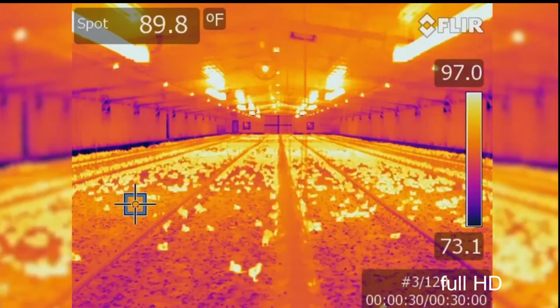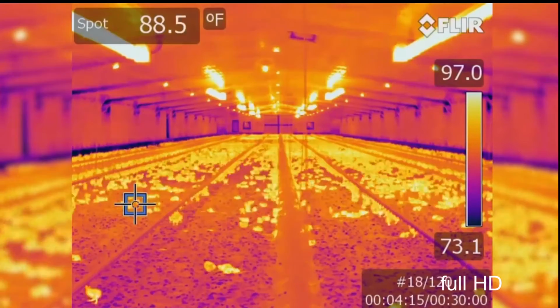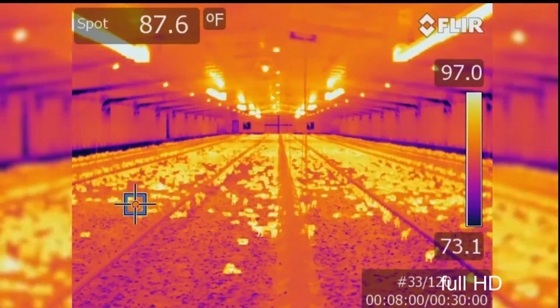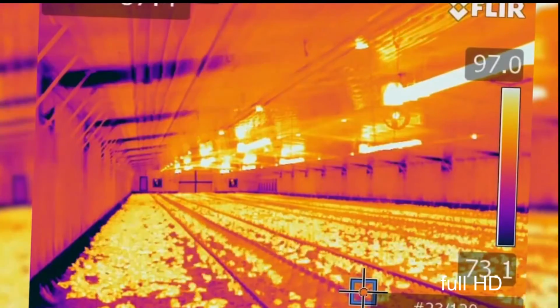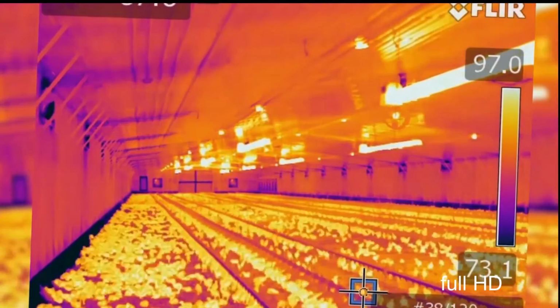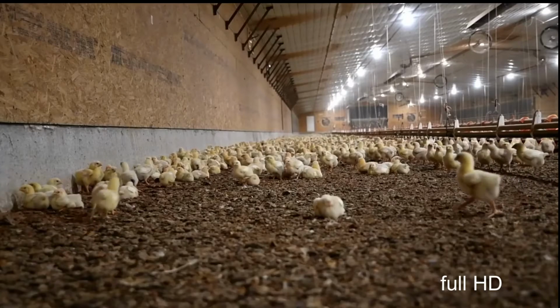We also want to create a floor temperature gradient because we want the birds to choose what temperature they're sitting in. So if they get close to the brooder, the floor temperatures are hotter. They move further away, the floor temperatures are lower, so the bird can self-regulate. We don't have to tell the bird what it wants. The bird can select what it wants.